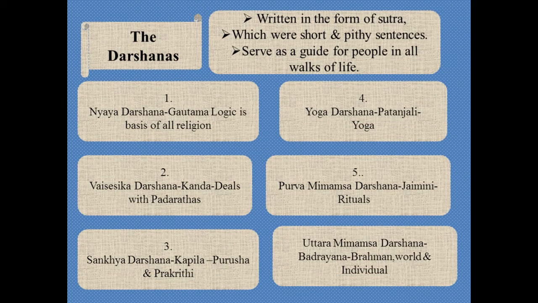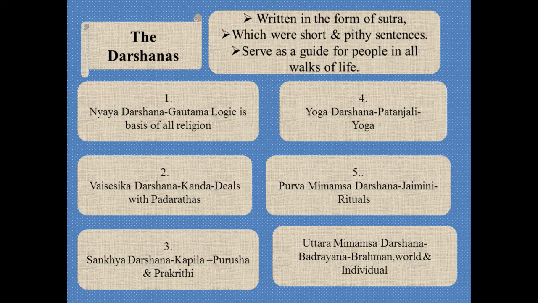Moving further, the next one is the Darshanas. It is in the form of sutra format, which is very short to understand, and this is quite helpful for people in different walks of life. So what are the different Darshanas? Number one, Nyaya Darshana. Nyaya Darshana means logic or law, and this was composed by the sage Gautama.